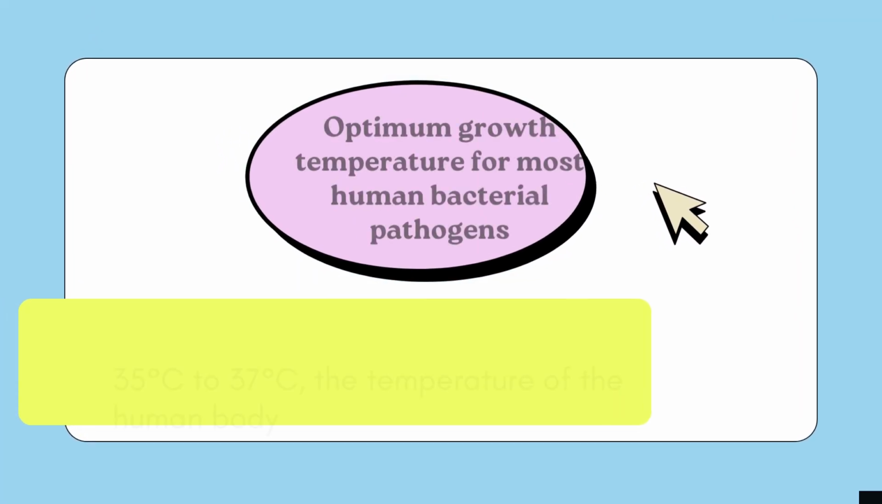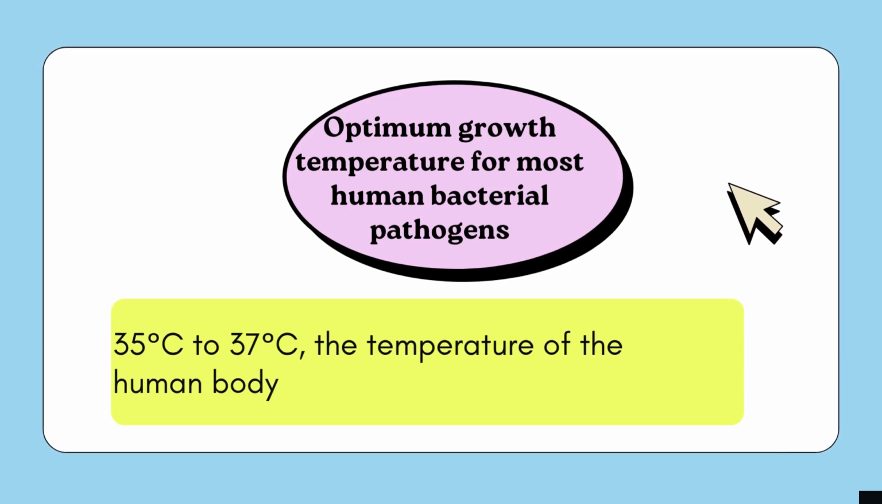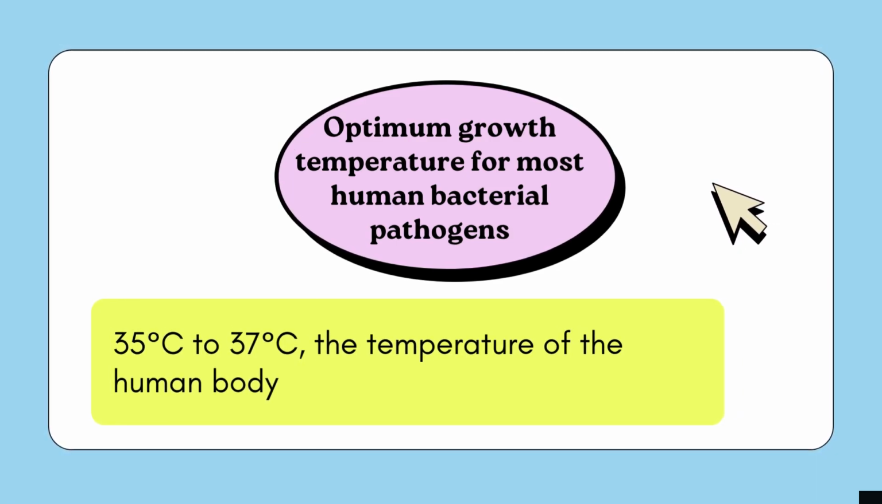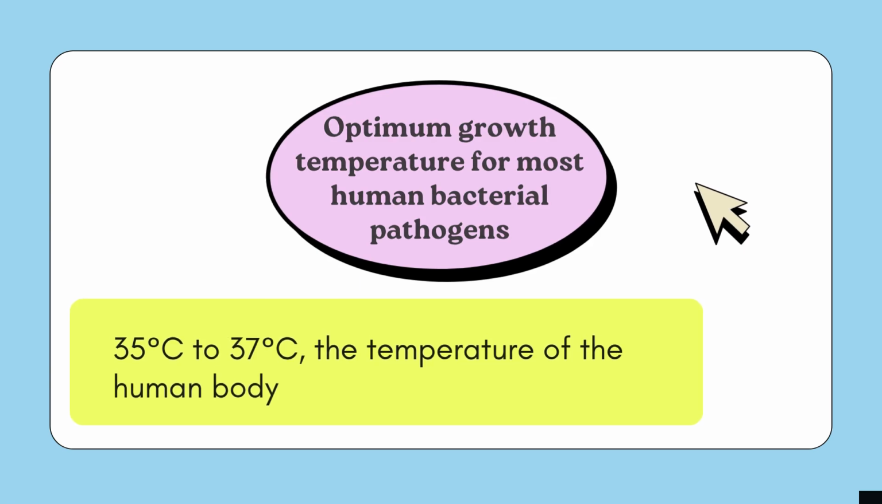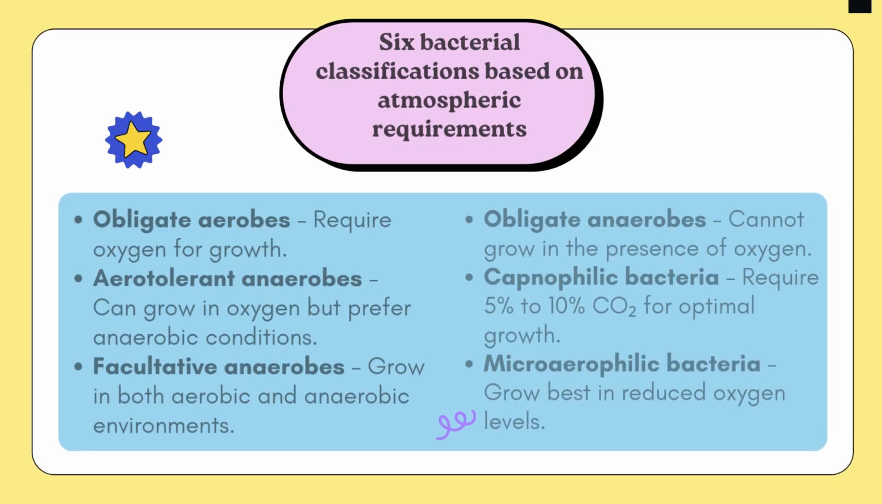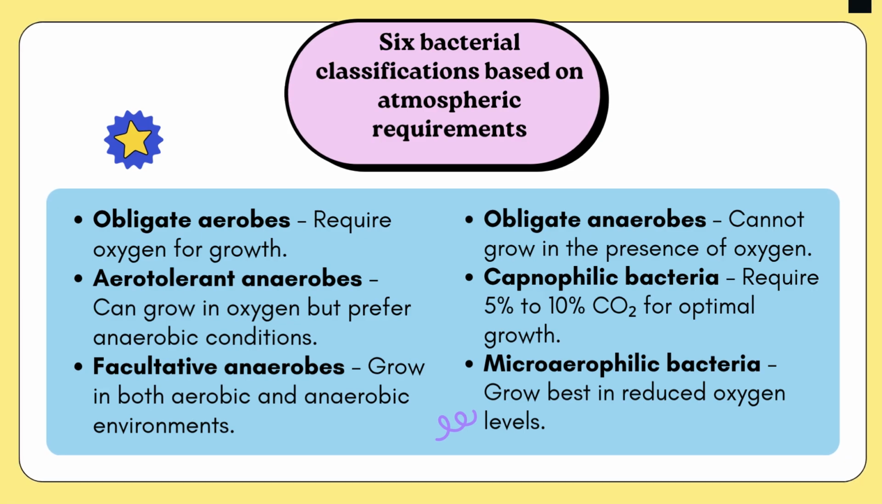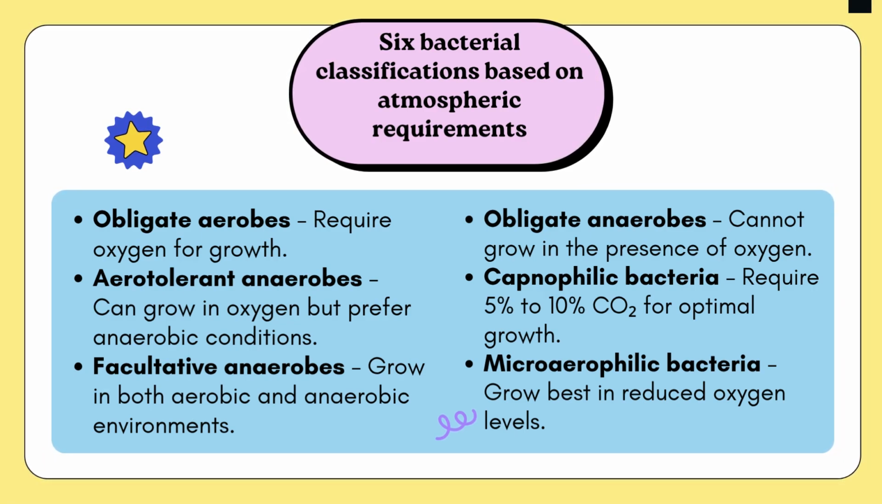The optimum growth temperature for most human bacterial pathogens is 35 to 37 degrees Celsius, the temperature of the human body. Six bacterial classifications based on atmospheric requirements. Obligate aerobes require oxygen for growth. Obligate anaerobes cannot grow in the presence of oxygen. Aerotolerant anaerobes can grow in oxygen but prefer anaerobic conditions.